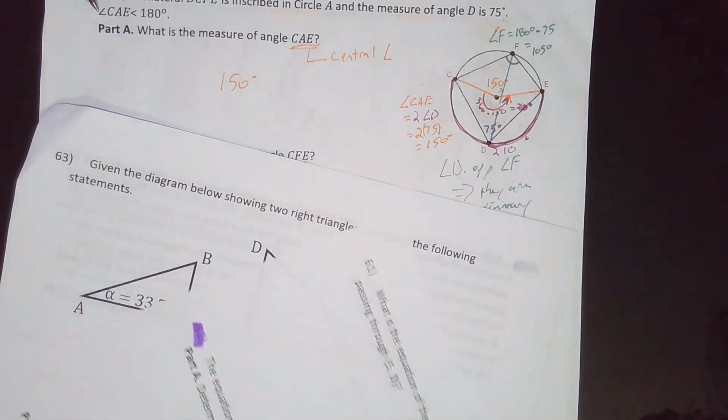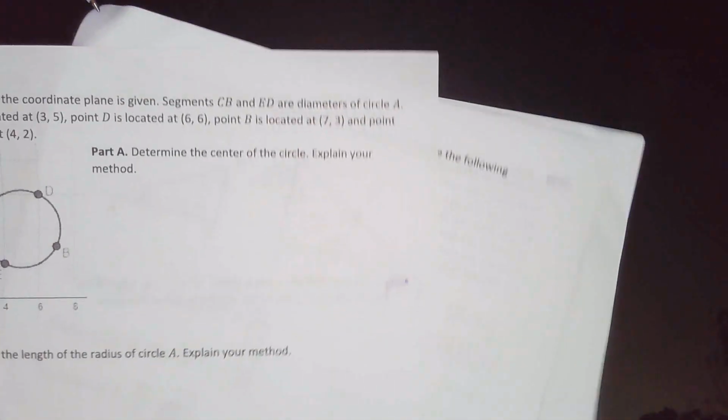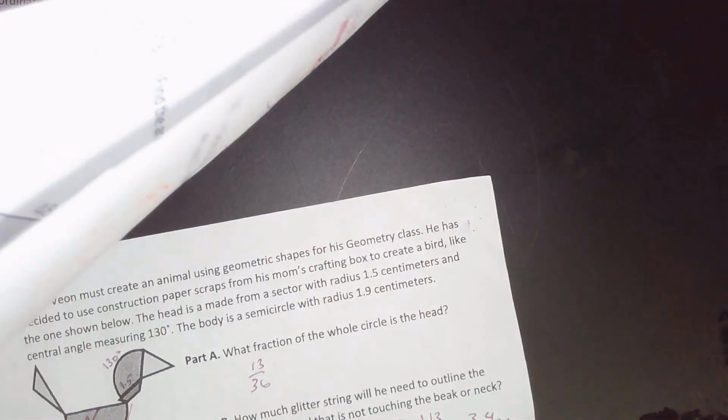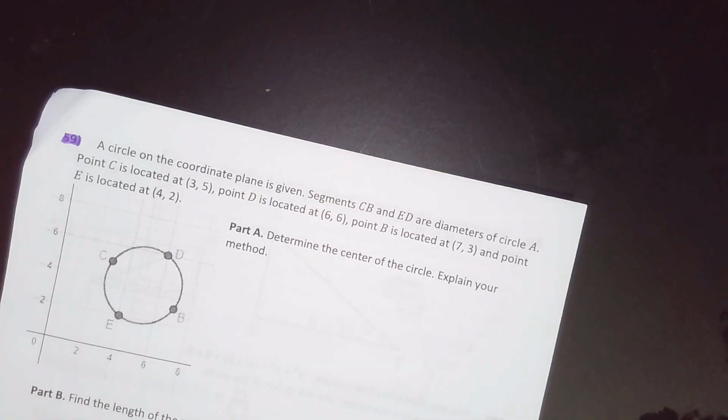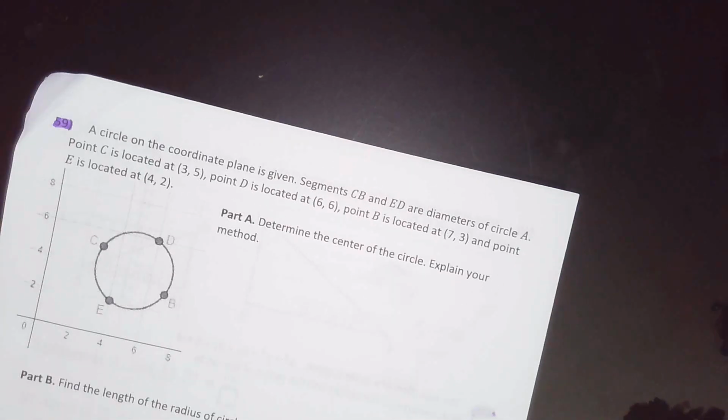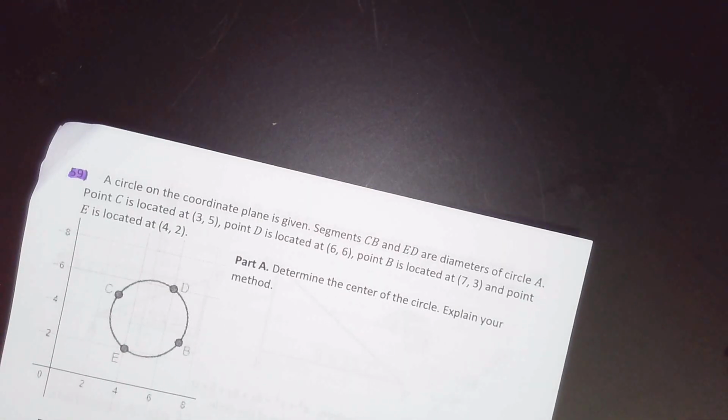Alright, this one is number, I didn't skip any, did I? I don't think so. This was from, let's see, yeah, 58, now we're on 59. Okay, so we have a circle with some points here that are the diameters, and it says to locate the center of the circle. Well, all we've got to do here is find some midpoints and see where the diameters bisect each other.